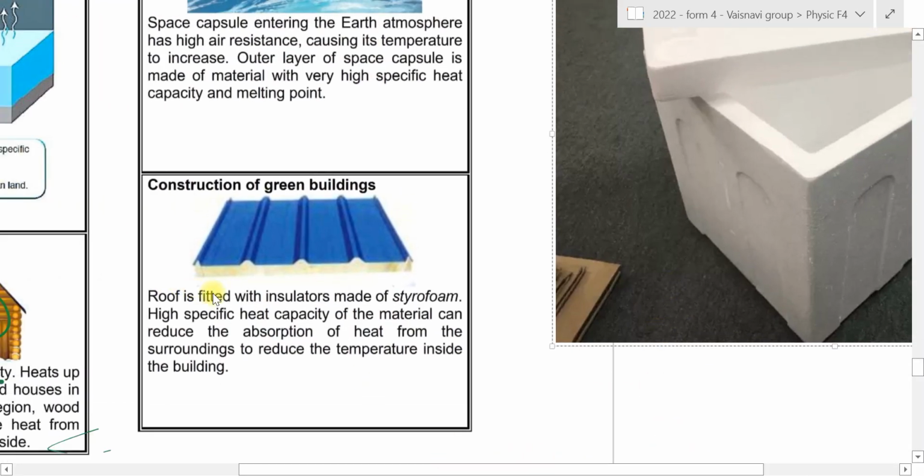Okay. Roof is fitted with insulator made up of styrofoam inside it. High specific heat capacity of the material can reduce the absorption of heat from the surrounding to reduce the temperature inside the building. Kamu letak styrofoam di sini. Yang ni dia kat high specific heat capacity. Jadi dia tak cepat panas.